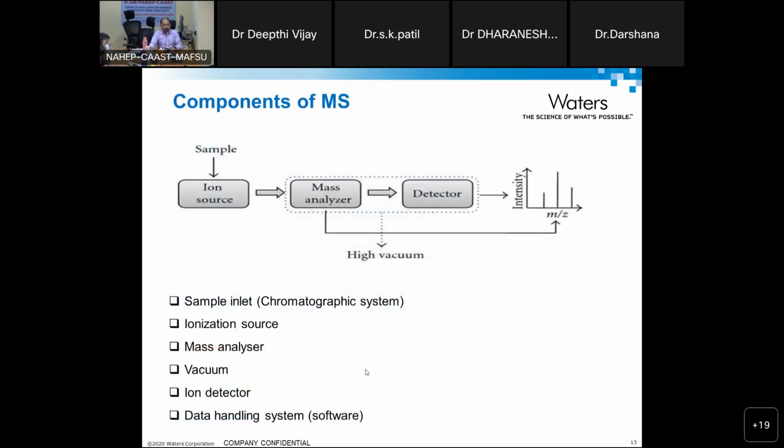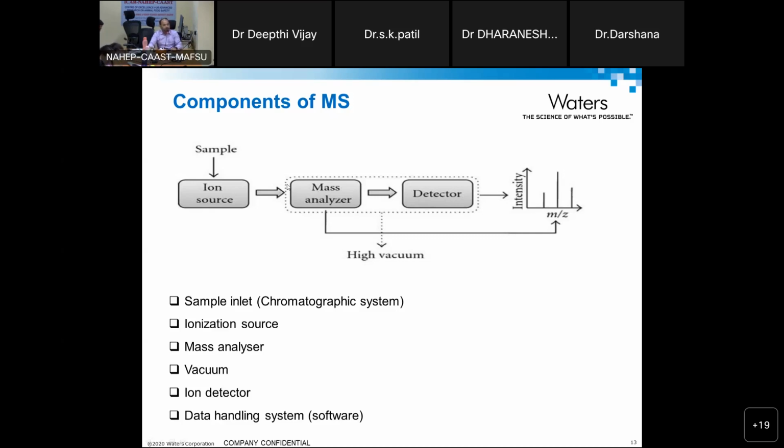Now we'll discuss the different components present in the mass spectrometer. This is just the basic schematic representation of the mass spectrometer flow diagram. First you have a sample introduction system, which is basically a chromatographic system, either liquid chromatography or gas chromatography. Then an ion source, which helps in the formation of ions. Then the mass analyzer, often called quadrupoles or mass filters, followed by the detector, and then the software system which computes the data and gives you the graphs.